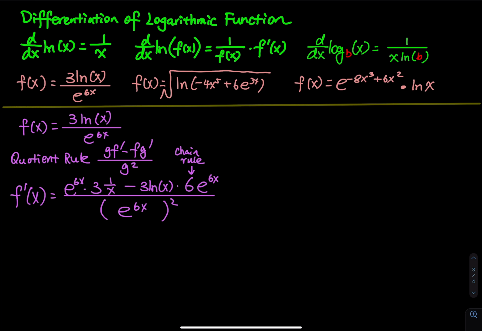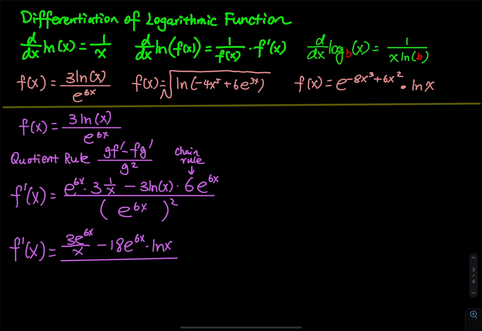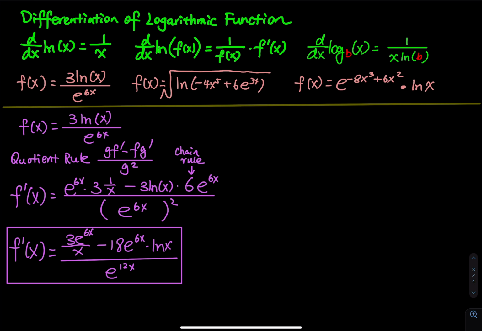So now let's put everything together. You have f prime of x equals 3e to the 6x divided by x, and then minus 6 times 3, which is 18, e to the 6x times ln x, divided by the denominator: e to the 6x times e to the 6x, so that will be 6x plus 6x, which is e to the 12x. And then this is your final answer. I know there is a fraction in the numerator.